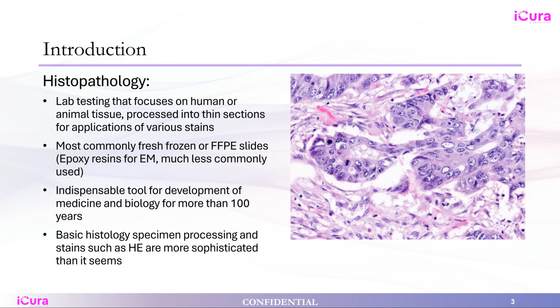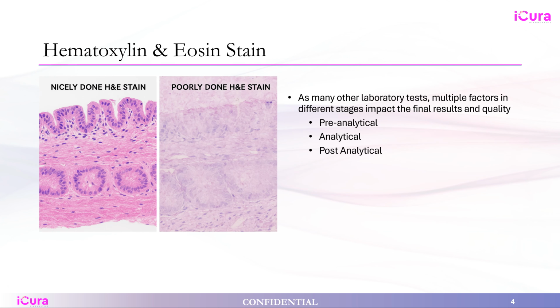Basic histology specimen processing and stains such as H&E are more sophisticated than they seem. For example, this is an H&E stain on two different tissues. The one on the left side is nicely done. You have all the cell and tissue morphology and structure. However, on the right side, it's a poorly done H&E stain where you can probably not get much information out of it.